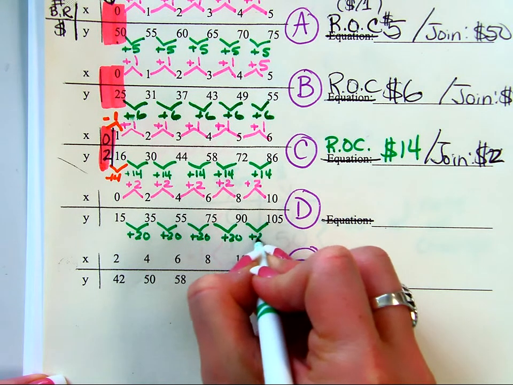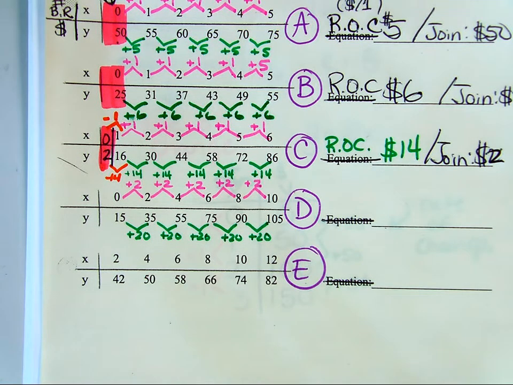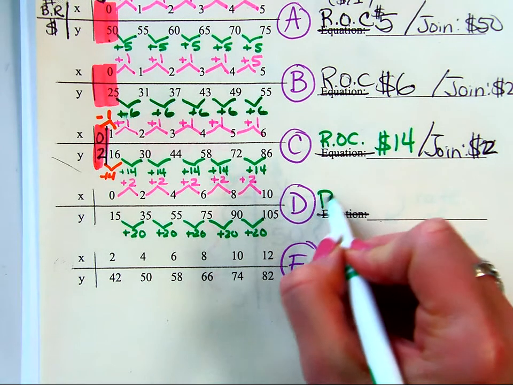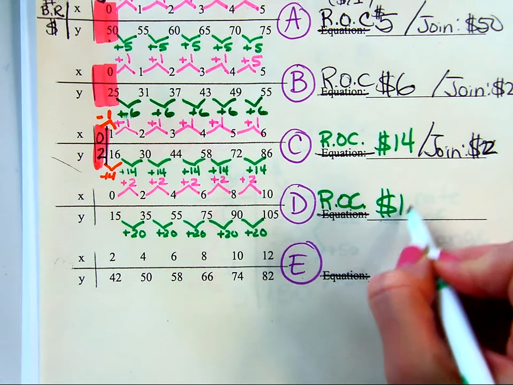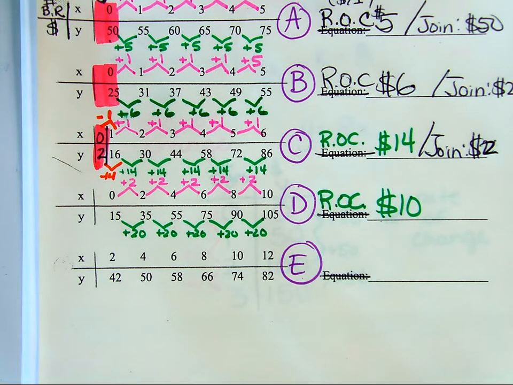But does rate of change mean how much for 2? Unit rate means how much for 1. Well, if it's 20 for 2, then it's 10 for 1. So what's your rate of change? 10.